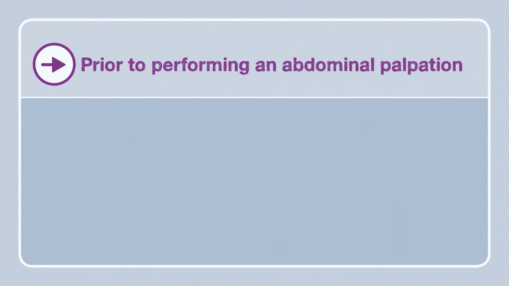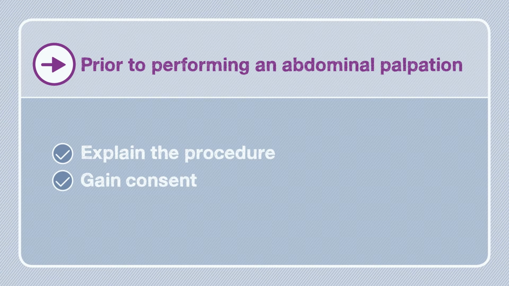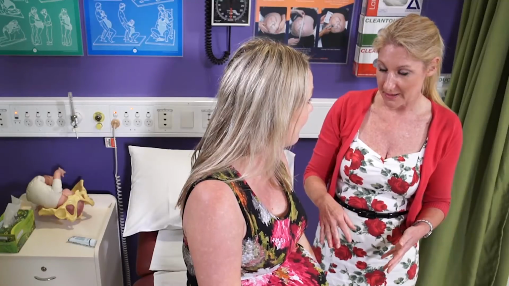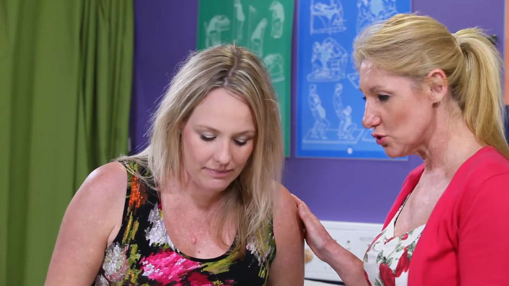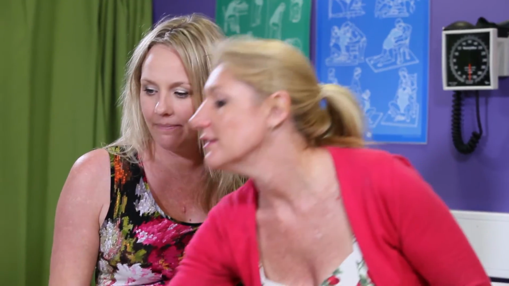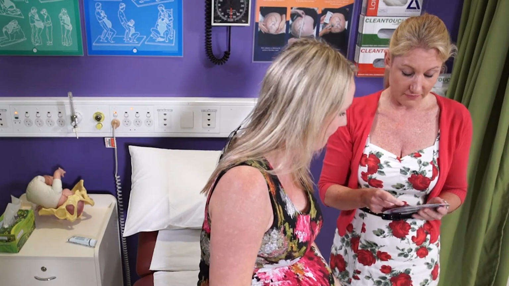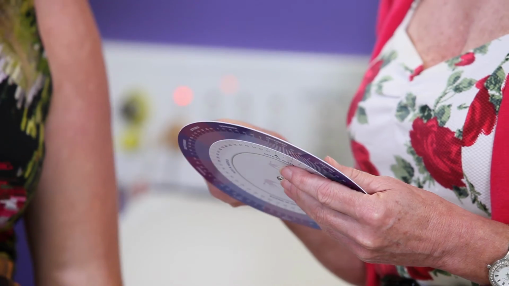Prior to performing an abdominal palpation, provide a full explanation of the procedure and gain consent. Are you okay? Yes. Did you empty your bladder? Yeah, I just went. All right, so you're all right for me to have a feel of your tummy to determine the position of the baby? Yeah, that'd be great. All right, I'll get you to lie down. If you want to just take your shoes off. Just before you do, I'm going to check your due date. So you're due on the 13th of December? Yes. And today?